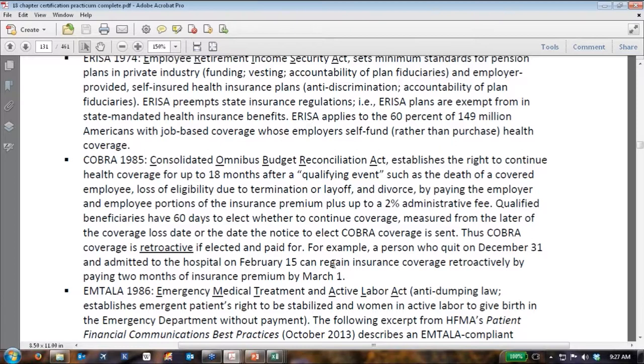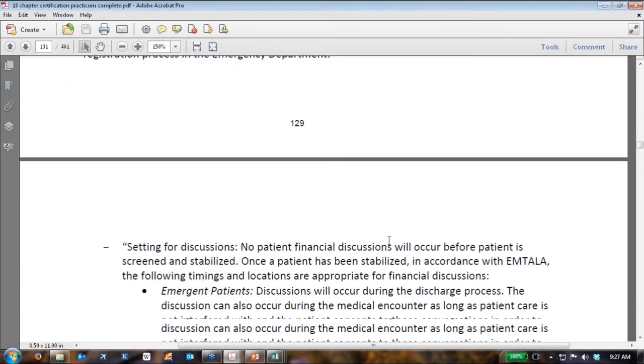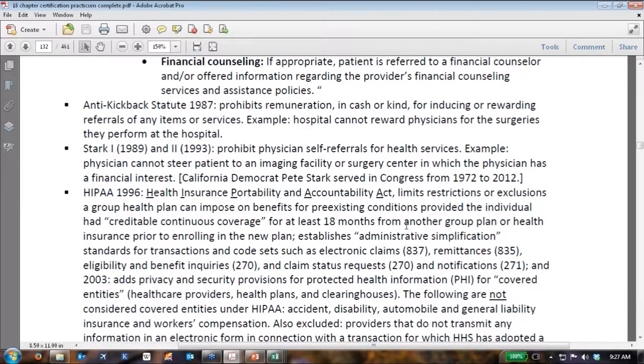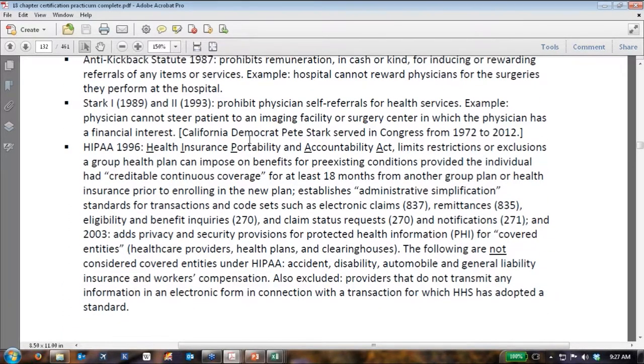if your prior insurance covered something and didn't exclude coverage for it as a pre-existing condition, then your next insurance can't do that either. Okay, so pre-existing conditions cannot be introduced by a second insurance if they were not an issue with the prior insurance. So those are the only portability provisions that we're really talking about under the P, under HIPAA.